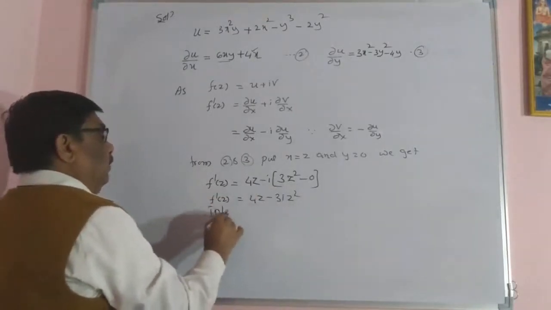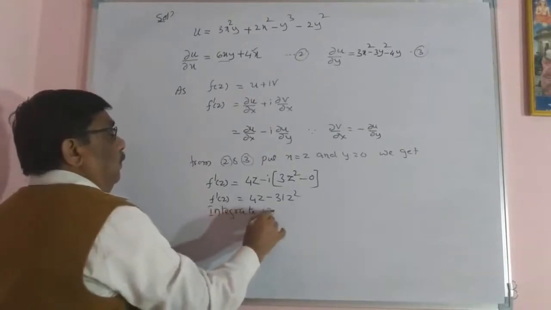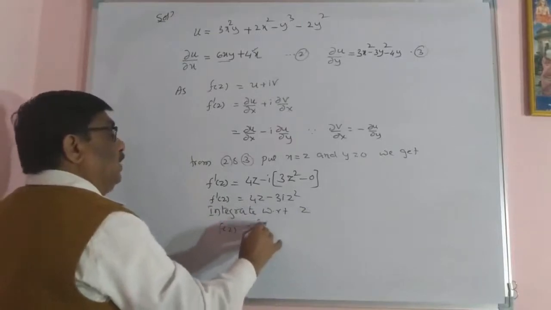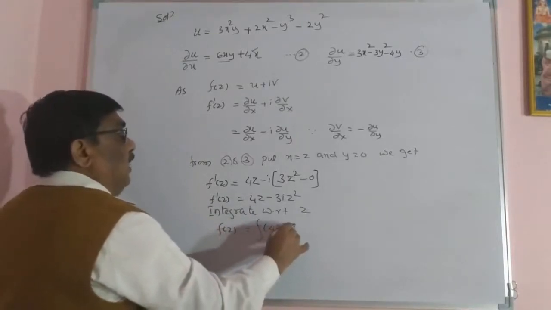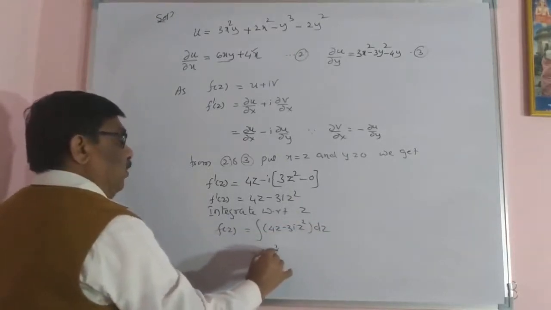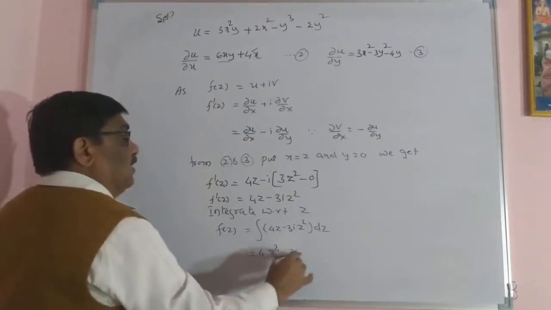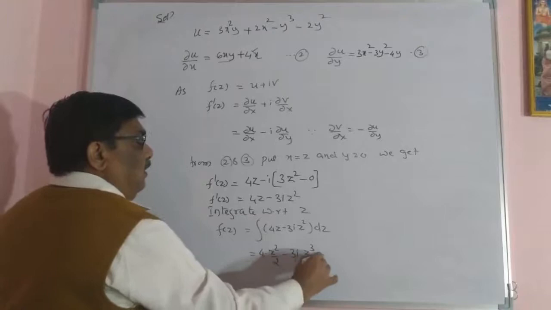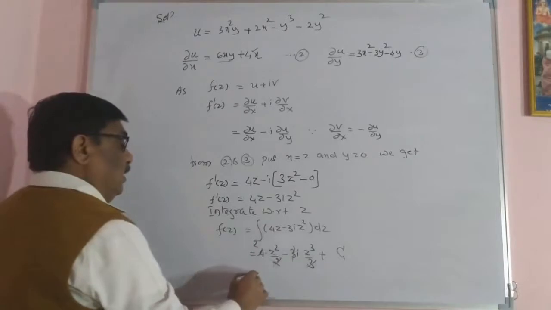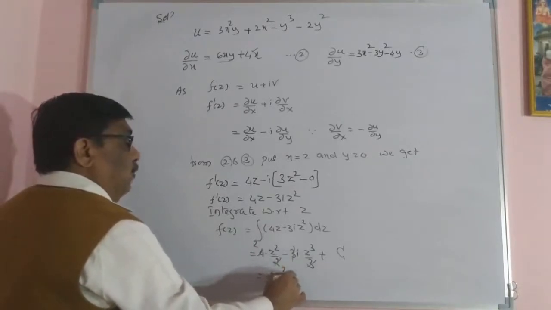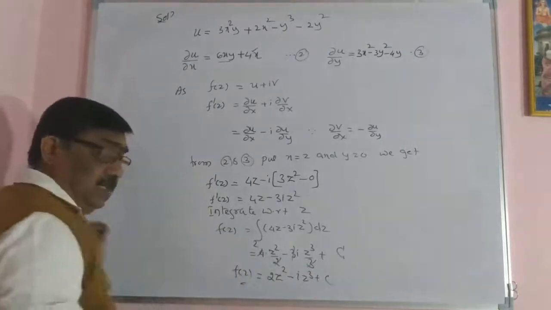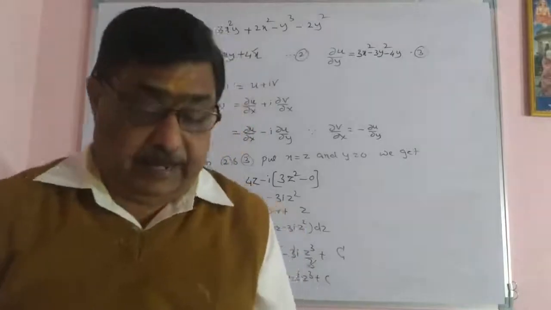Integrate with respect to z, f of z equal to integration of 4z minus 3iz square into dz. 4 constant, z square by 2, minus 3i constant, z cube by 3, plus integration constant c. So 2 on the 2s, this 3 cancels. We get 2z square minus iz cube plus c. This is f of z. This is how we are getting it.